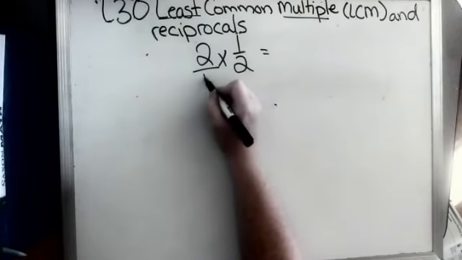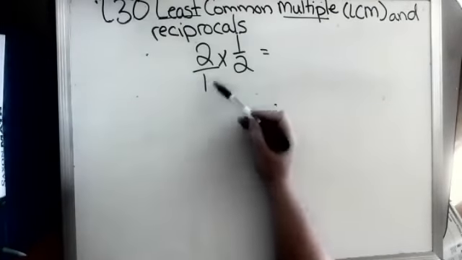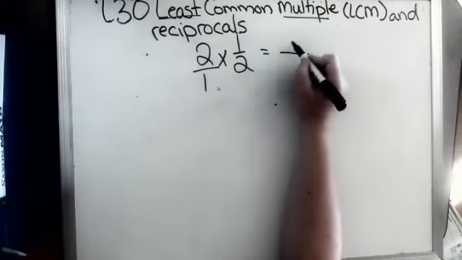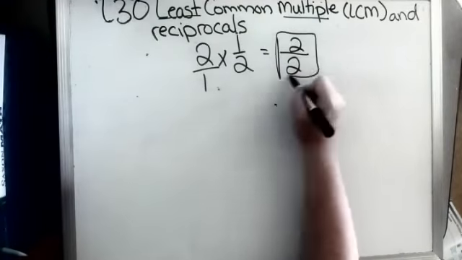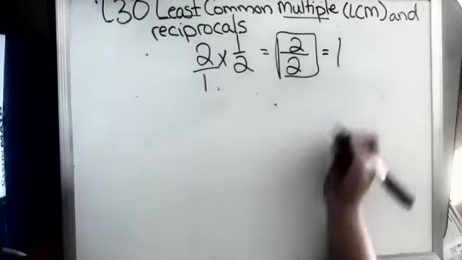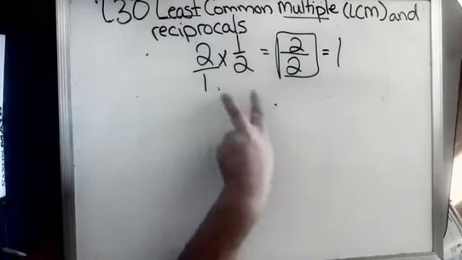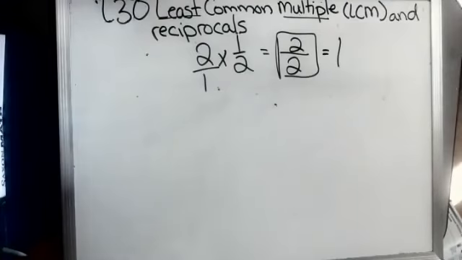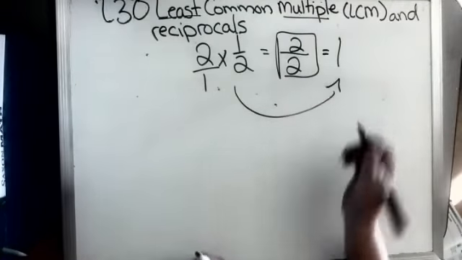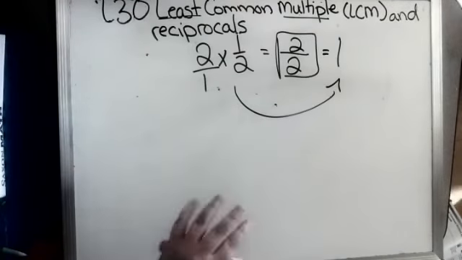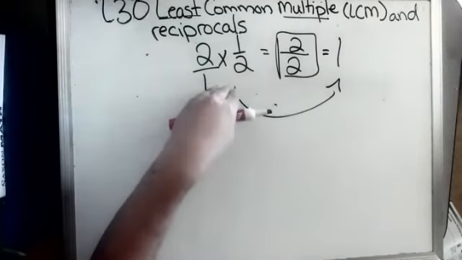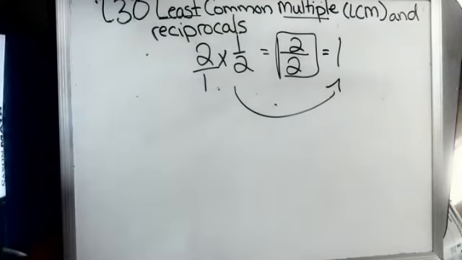Because remember, 2 wholes is written like this, 2 over 1. I do my multiplication. 2 times 1 is 2. 1 times 2 is 2. I now have 2 over 2, which equals a whole. That means these two things are reciprocals. When they multiply together, they make a whole. That is what reciprocals means: two things that multiply together to make one whole.